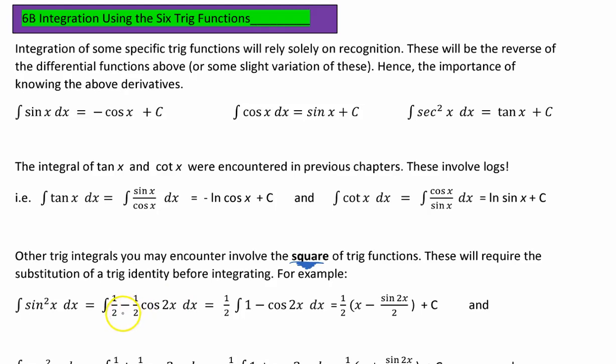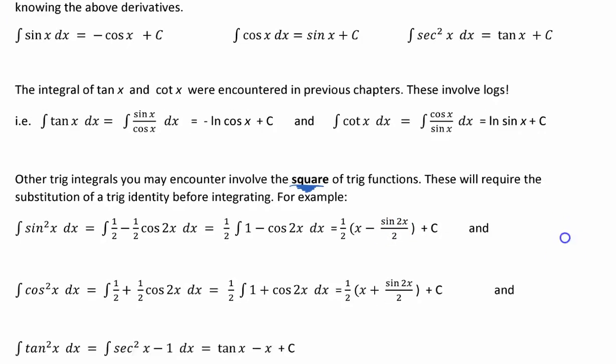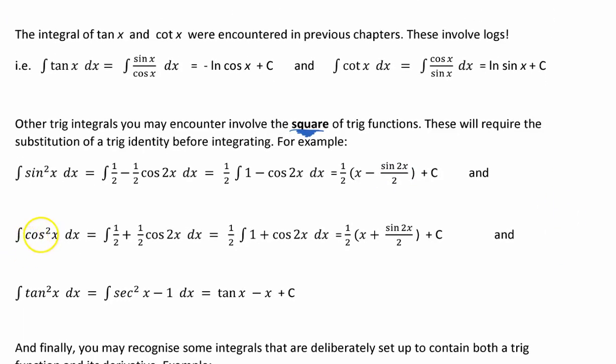I'm taking the half out from here to here. All I'm doing is taking the half out, which is a good idea. I don't want this all complicated. And then I'm just going to integrate 1, which goes to x, and integrating minus cos 2x is sine 2x on 2. So similarly, the integral of cos squared.